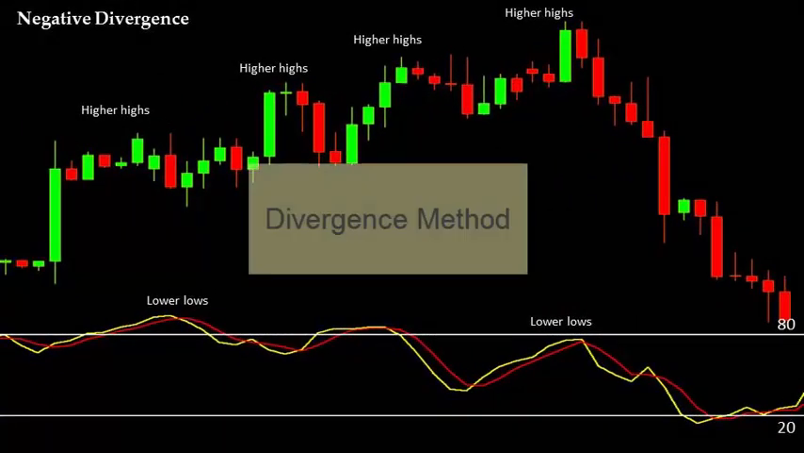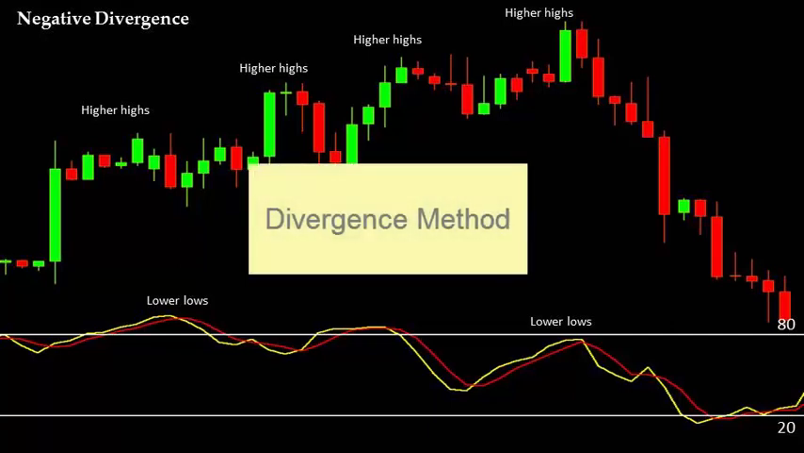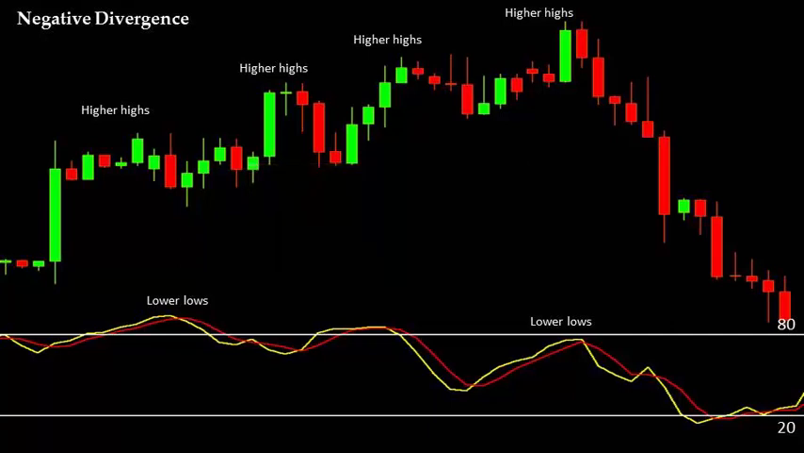The easiest way, however, to trade stochastic is to trade divergence, where price is moving in one direction and stochastic is moving in the opposite direction. Divergence between stochastic lines and price is a good signal for buying and selling a currency pair. A negative divergence is when stochastic is trending lower, which indicates a weakness in the market, and at the same time price is making a series of new high points in the market.